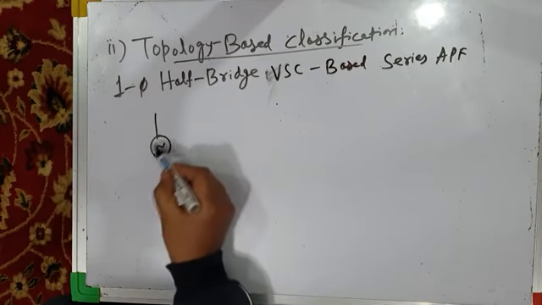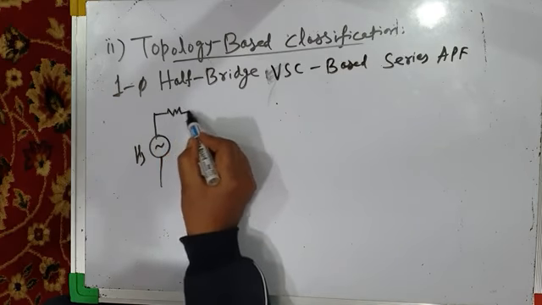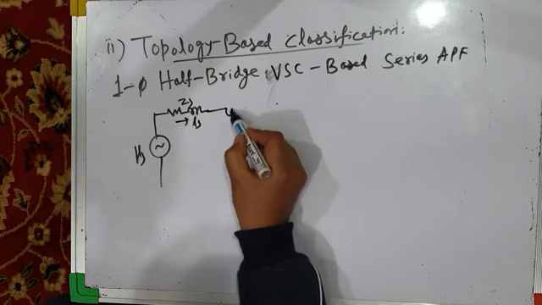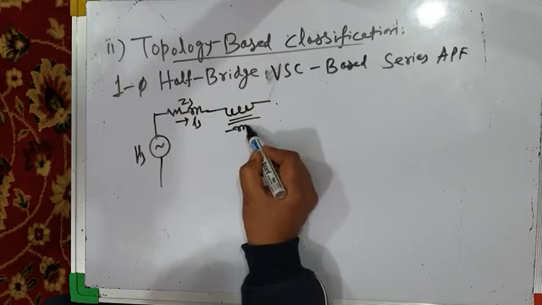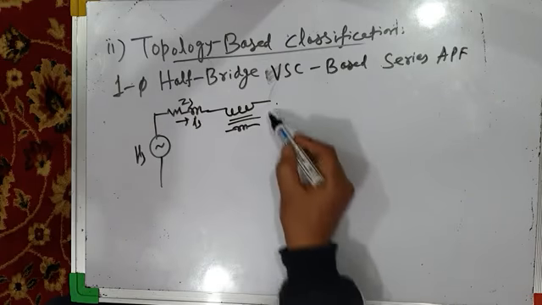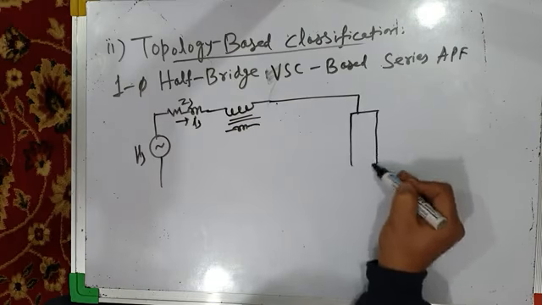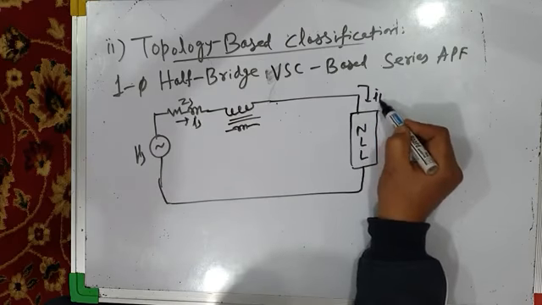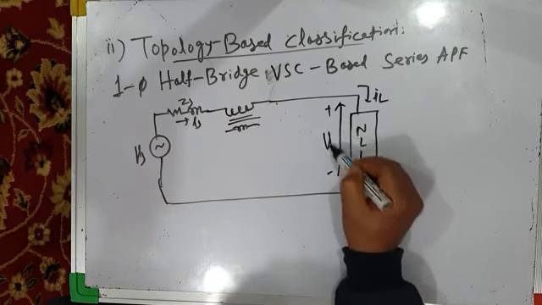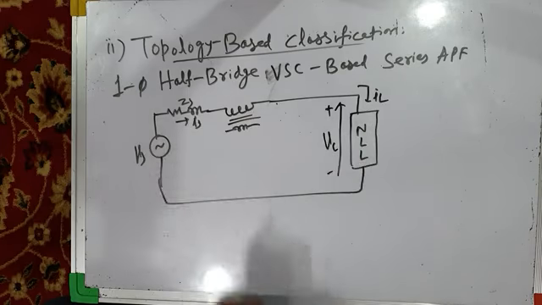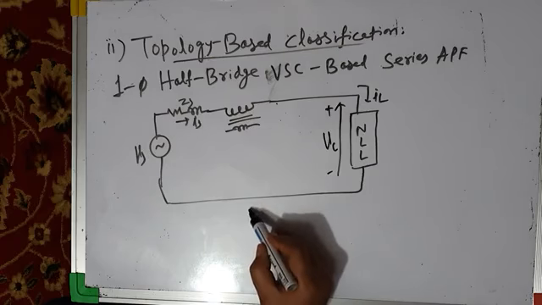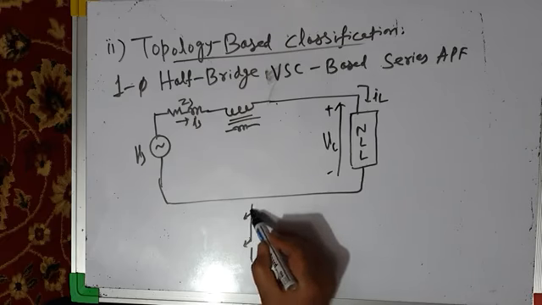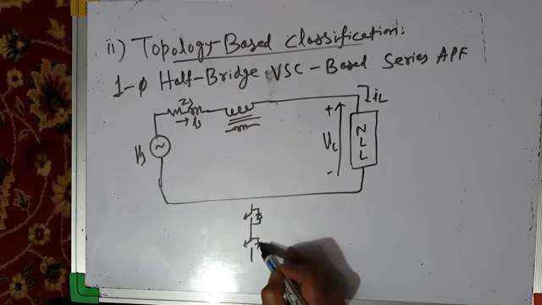We have a single phase circuit. This is the source voltage, this is the source or line impedance ZS, this is the source current IS. Then you have an injection or interfacing transformer here. This may be your linear or non-linear load. Let us say it is a non-linear load with load current IL and load voltage VL. The purpose is to make this load voltage sinusoidal, whereas your source voltage is distorted. So you will use a half bridge voltage source converter.